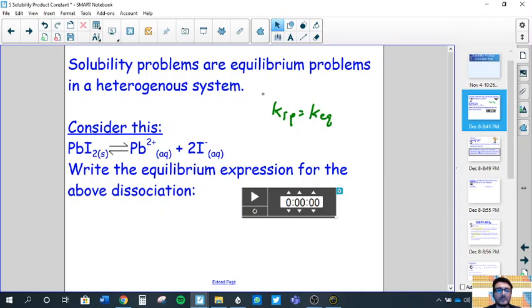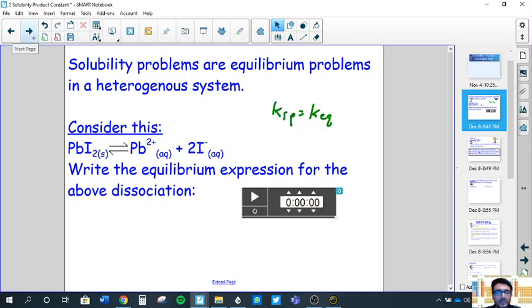Okay, so now lead 2 iodide is being dissolved, dissociated, and produces two ions here, the lead 2 ion and two iodide ions. Now it says to write the equilibrium expression for this. You know enough at this point to be able to do that, so hopefully you can press pause and give that a shot. Otherwise, in just a second, I'm going to go forward to the next screen.